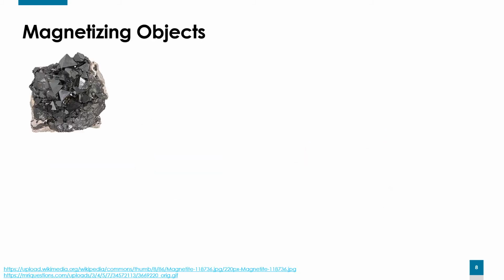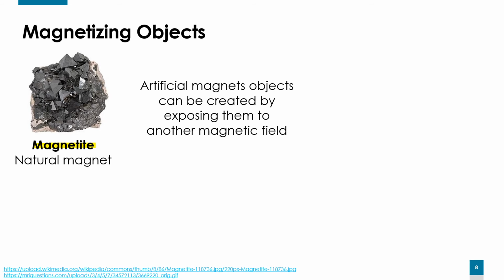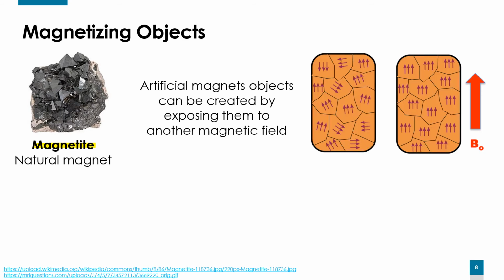How do I magnetize objects? So as I already told you, magnetism is a natural magnet, so the magnetite has already magnetic properties itself, okay? But we can make some artificial magnets by exposing them to another magnetic field. So even though objects are not magnetized, I can make them magnetized by exposing them to another magnetic field. So here's an example.